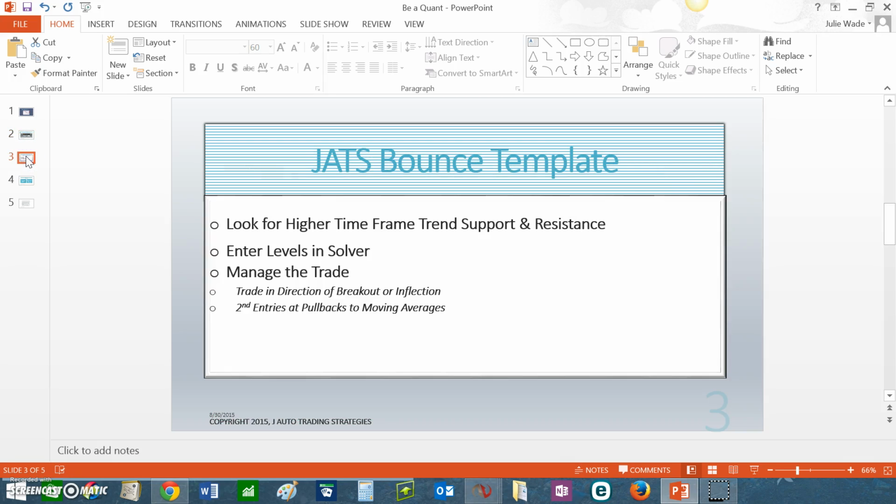Well, Goldman Sachs and all the other hedge funds have their little quant analysts looking at the higher time frames for trade ideas, and then they code their algos all day long. Well, we can be our own quant because we can look at a higher time frame's trend or support and resistance, whatever we want, enter the levels in a solver, and manage the trade. I like to trade in the direction of a breakout or inflection, and I like second entries at pullbacks to moving averages. Those are just my personal ones.